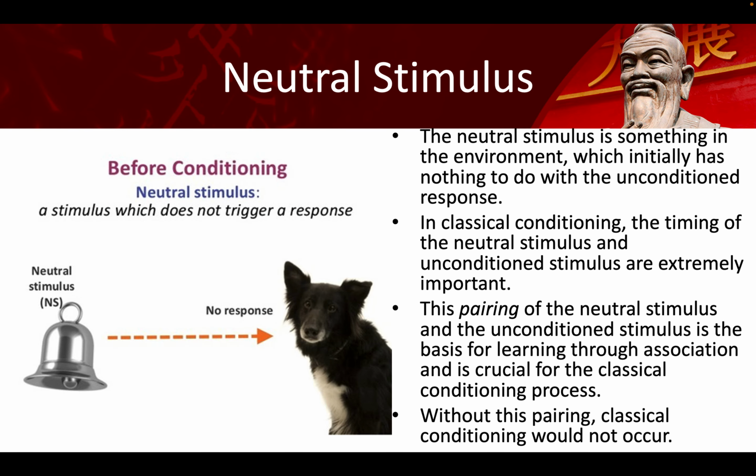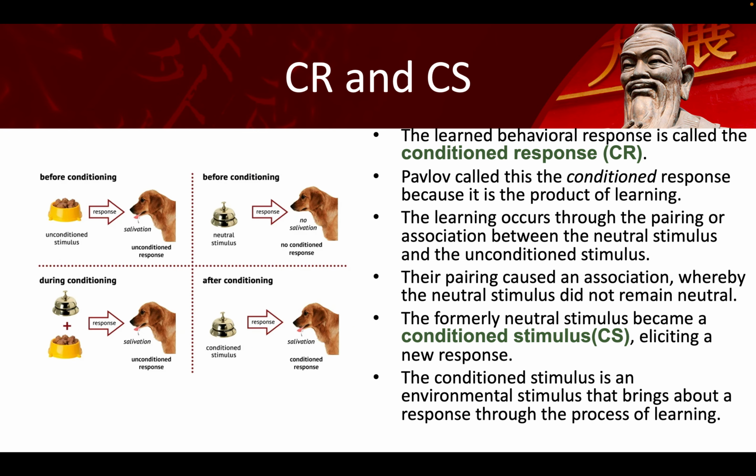The neutral stimulus is something in the environment which initially has nothing to do with the unconditioned response, like ringing a bell. That might irritate a dog, but he's certainly not going to start salivating just because you ring a bell. In classical conditioning, the timing of the neutral stimulus and the unconditioned stimulus are extremely important. This pairing of the neutral stimulus and the unconditioned stimulus is the basis for learning through association and is crucial for the classical conditioning process. Without this pairing, classical conditioning would not occur.